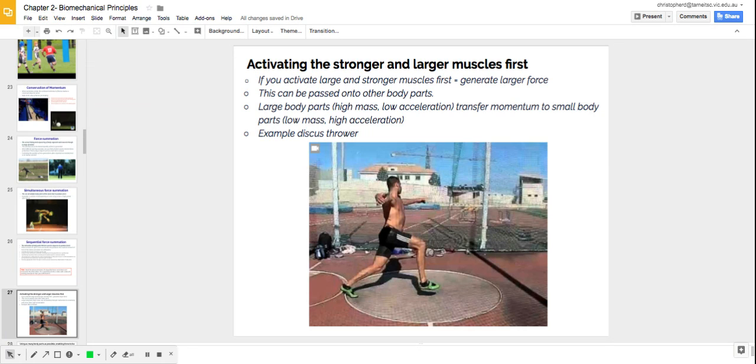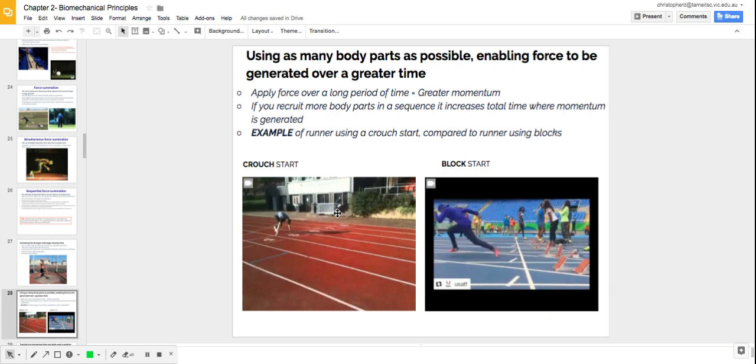So our larger body parts will have a higher mass, okay, but that means they'll have lower acceleration. But if we transfer this momentum that we generate, it will transfer into smaller body parts which weigh less, so in terms of their mass, but they can accelerate faster. So if we're looking at a discus thrower, for example, they will use the lower legs, generate the force, it will transfer up when they rotate, and then it'll come through their shoulder, and then the final part will be out their hands.